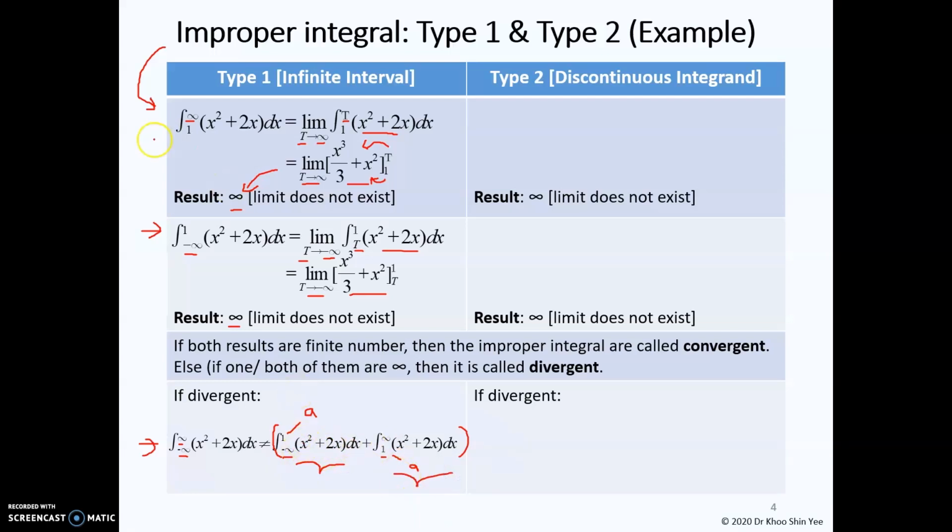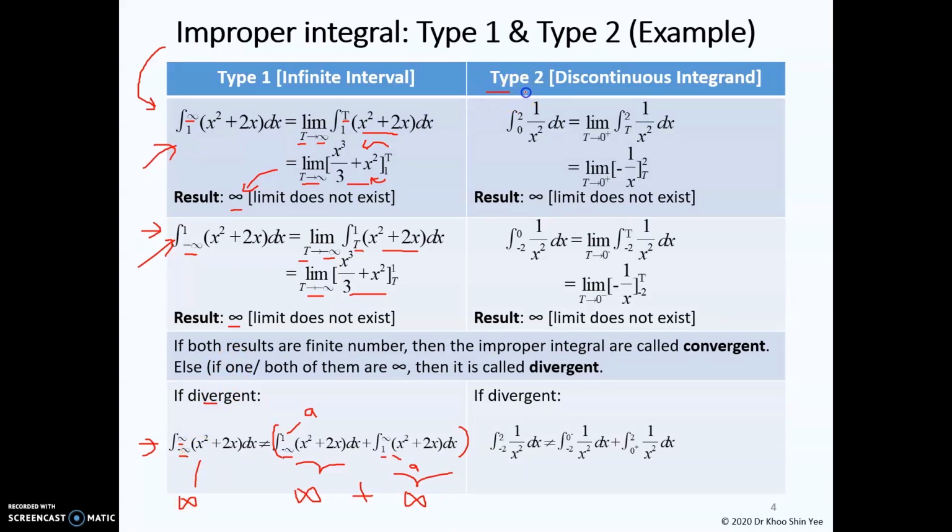The first part is this, so you obtain infinity from it. The second part here is this, and you obtain infinity also. So if you have the summation between two infinity results, then the solution here is infinity as well. Therefore, we can say it is diverged.